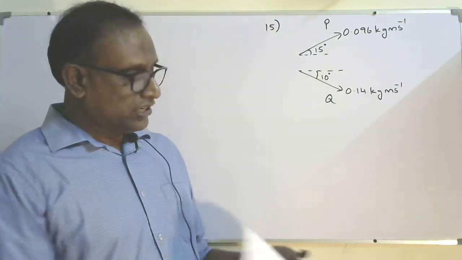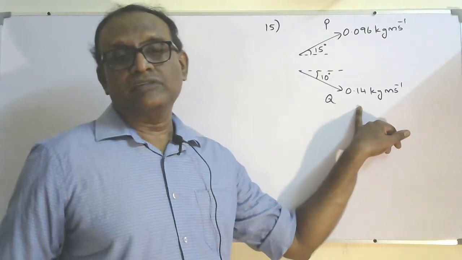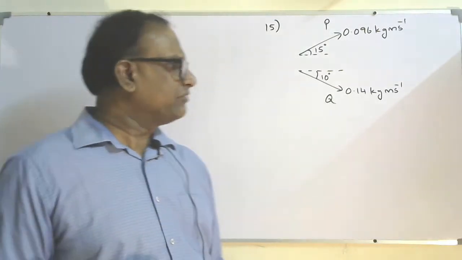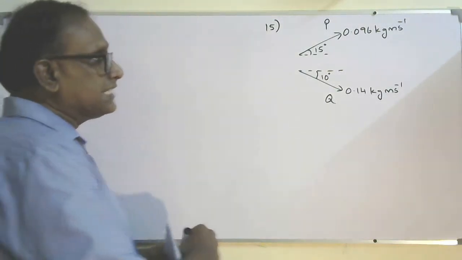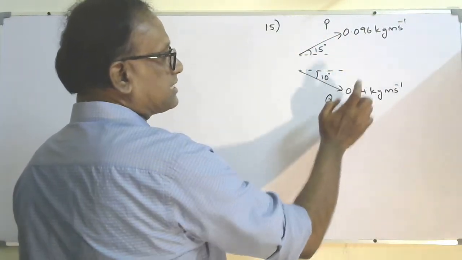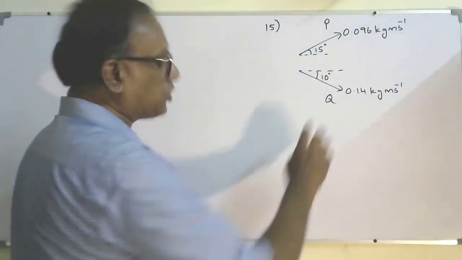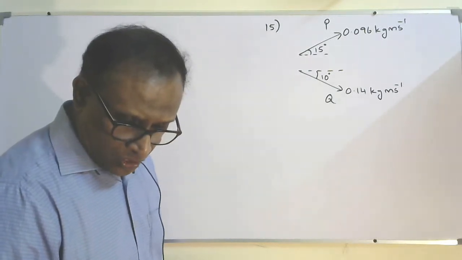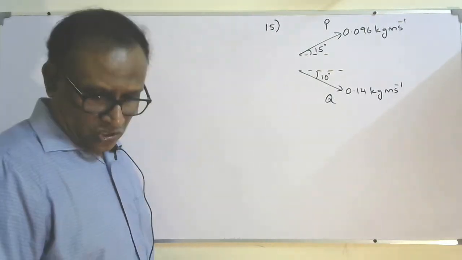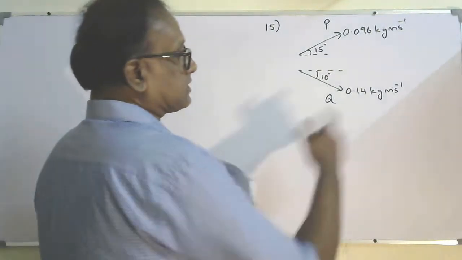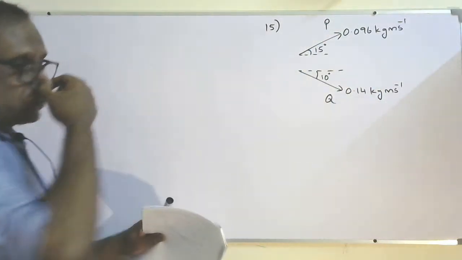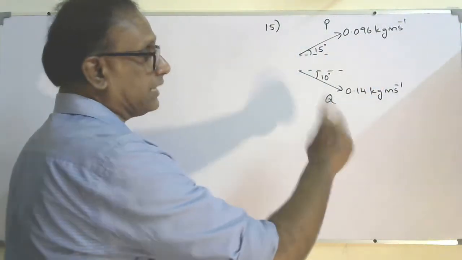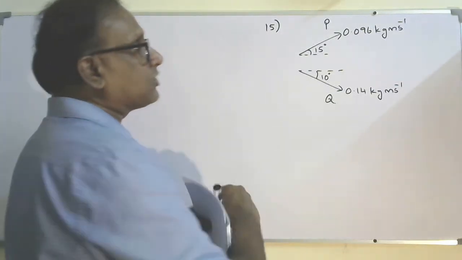The thing is, the values are a bit confusing, difficult to find a common value when you are defining a scale for a vector diagram, but I can say like this. When you consider these two, how many times is this one compared to this one? If you divide 0.14 by 0.096, it will become almost 1.458. So almost I can say 1.45 times. This is 1.45 times of this one. So if I show this by 5 centimeter, this will be 5 into 1.45. I can call this 6 centimeter.